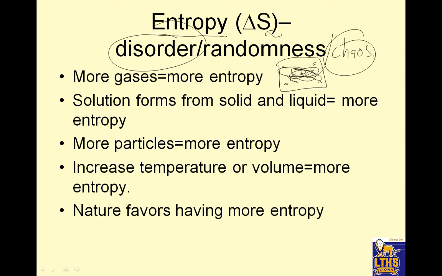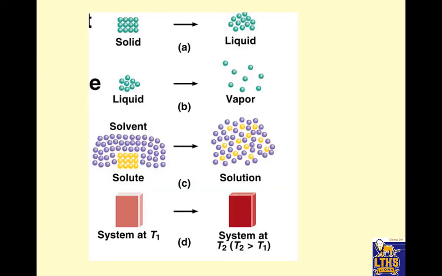More particles equal more entropy. And an increase in temperature or volume equals more entropy. All of these things increase the disorder. More things equal more entropy because there's more ways to scramble them around. Increased temperature equals more entropy because more temperature means they move faster. And if you have more volume, that's more entropy. There's more ways to scramble apart. Nature favors having more entropy.